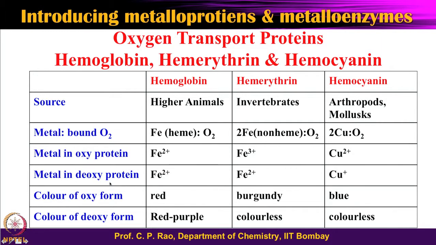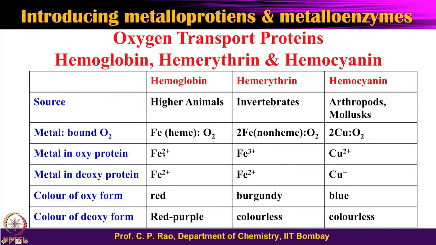In the deoxy form, that means when there is no oxygen bound, there is again Fe2 plus in hemoglobin, Fe2 plus in hemerythrin, and copper plus in hemocyanin. You can see that there is a 1 electron difference in this. One should think of where this 1 electron goes. This 1 electron must go into the O2 that is bound, whereas in hemoglobin there is no change in the oxidation state, therefore O2 does not accept any electrons. Straight away one can derive such information from here.